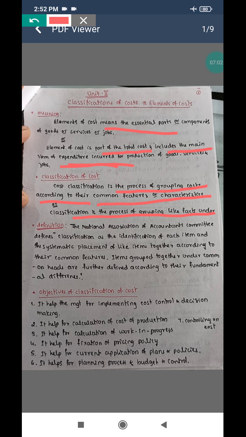Element means this is a total cost. In the total cost, the element cost is included. So how are we calculating the total cost here? From the items of expenditures. Okay, so expenditure may be on production, goods and services also. This we call an element.